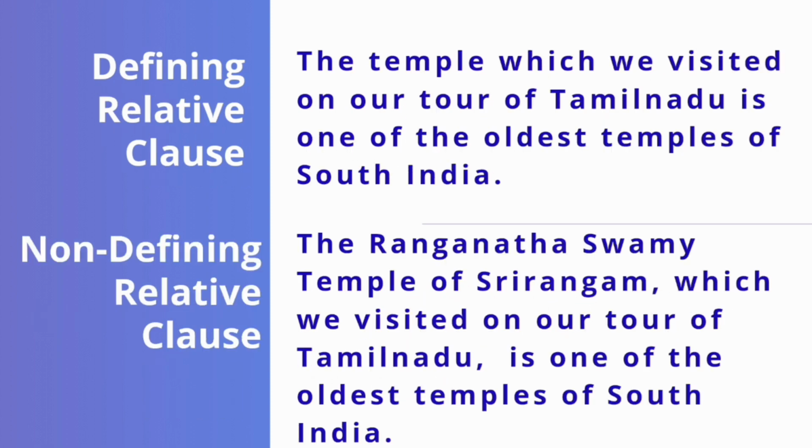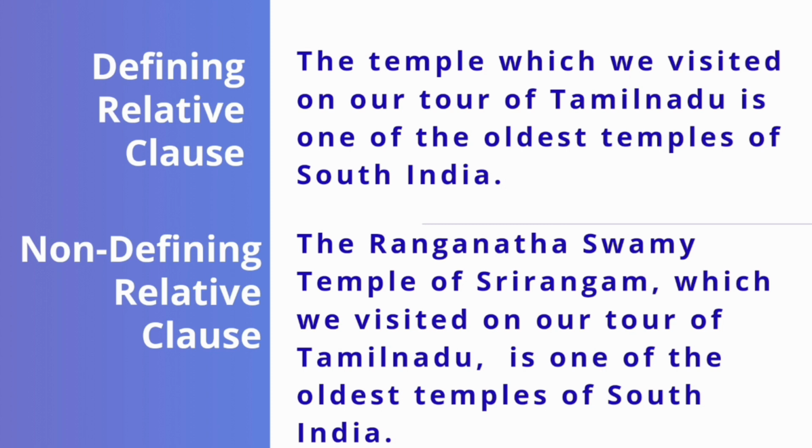Let's see another set of example. The temple which we visited on our tour of Tamil Nadu is one of the oldest temples of South India. This is defining clause. Which we visited on our tour of Tamil Nadu. This clause tells the listener which temple I am speaking about. In this case, the one I visited on my tour of Tamil Nadu.